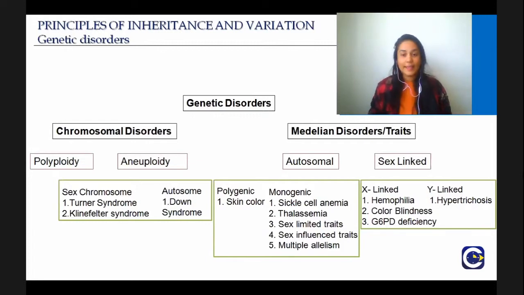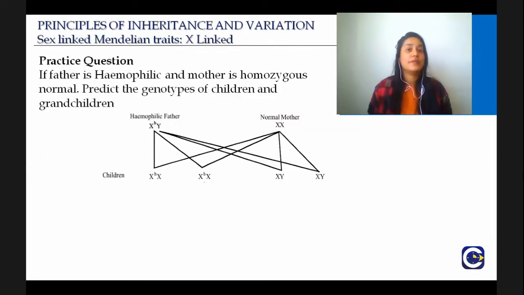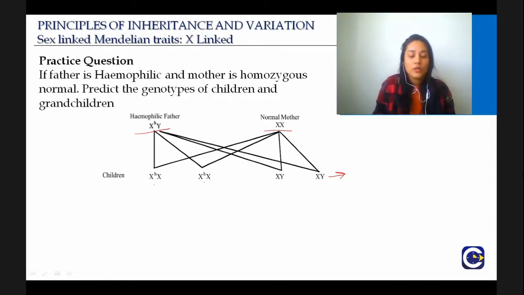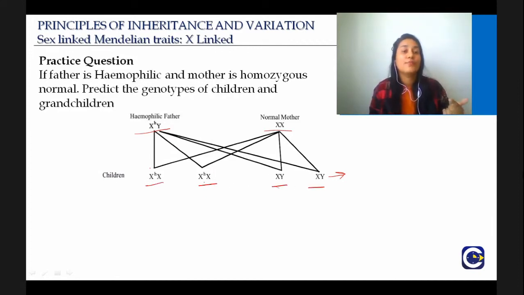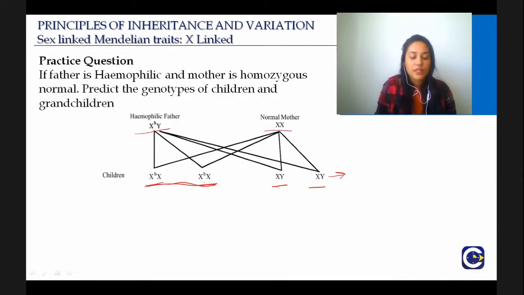Good. Then let's proceed. So this was the question we discussed yesterday. If father is hemophilic and mother is homozygous normal, predict the genotypes of children and grandchildren. And here we see this is the hemophilic father, this is the normal mother, and these are the children. And all of you gave the right answer yesterday. Phenotypically, all the 4 kids are completely normal. None of them will have the disorder because hemophilia is a recessive disorder. But we see that there are 2 carrier females because they took this X gene from their father.